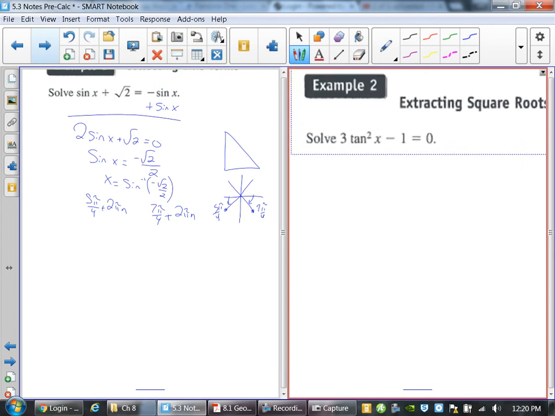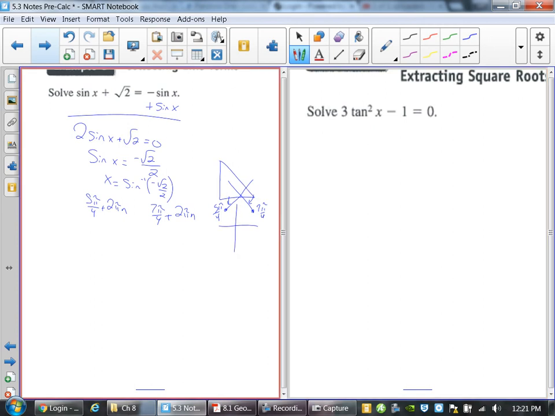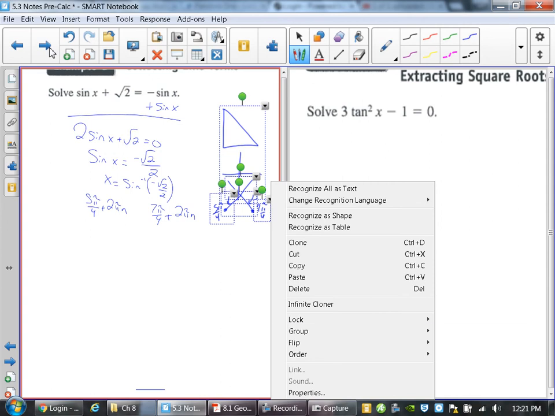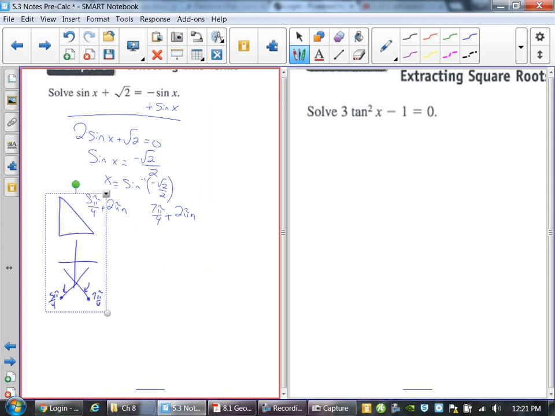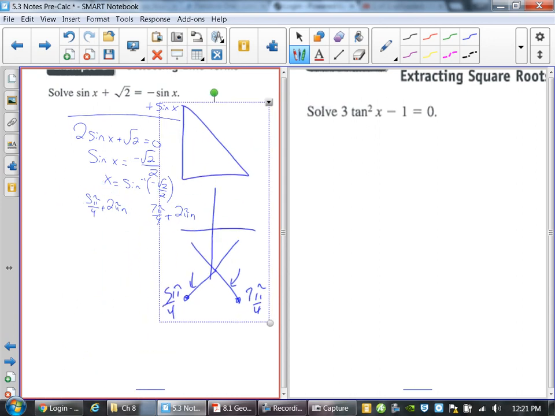Three tangent squared x minus 1 is 0. What do you do first? Add 1, divided by 3. Good. Add 1, divided by 3.